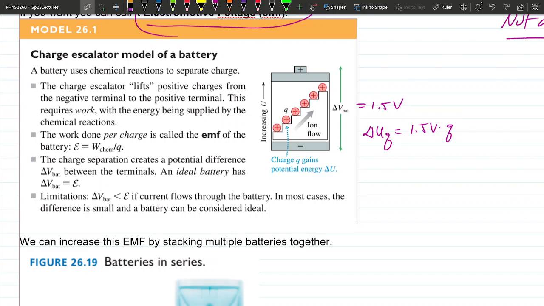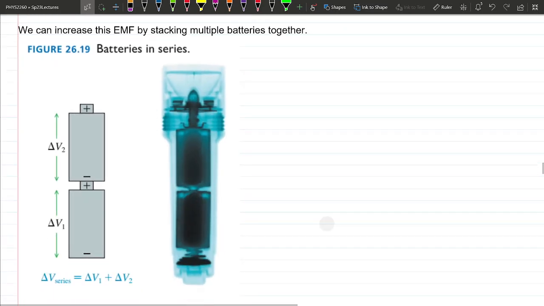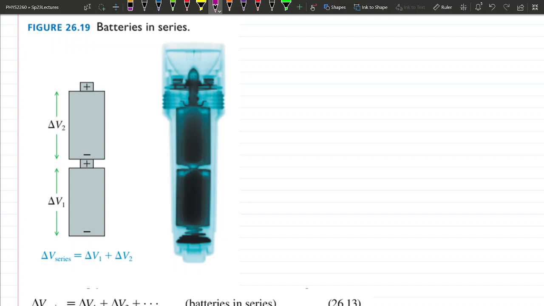So what you can do is stack multiple batteries together. Let's say you want to run a flashlight. This flashlight requires a 3-volt potential in order to work, but you only have 1.5 volt batteries. If you stack two 1.5 volt batteries together, the net potential goes from 0 to 1.5, then 1.5 to 3. And that's how you get a net potential difference of 3 volts to run your little flashlight.